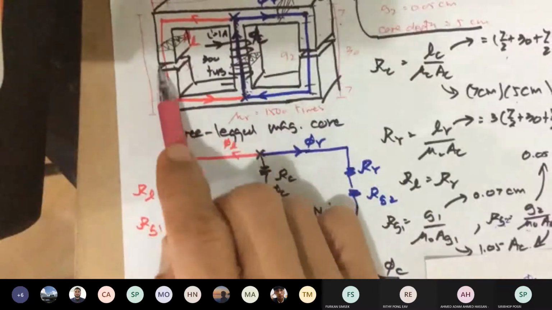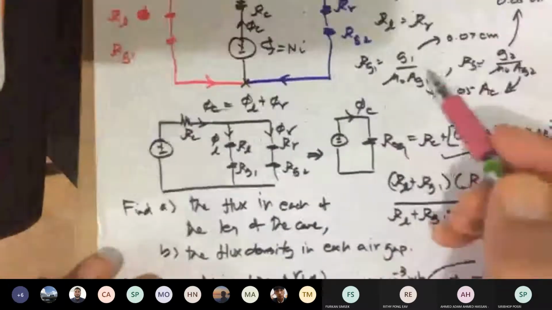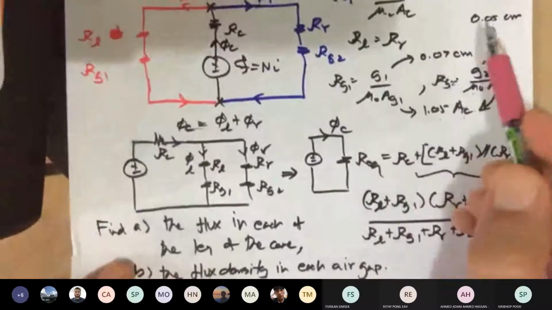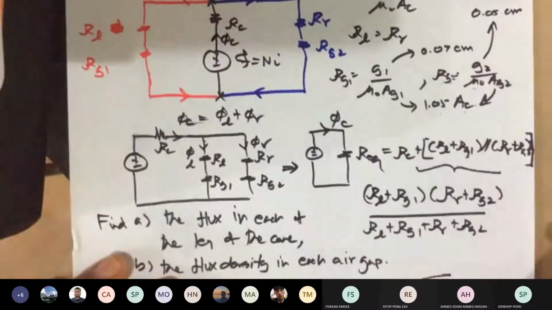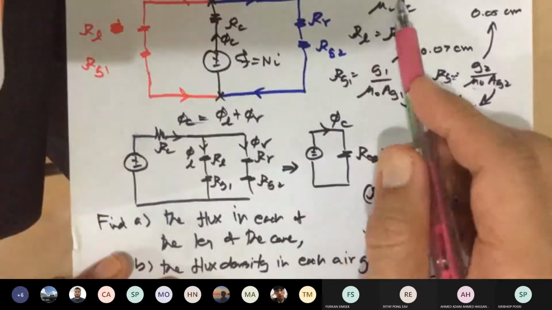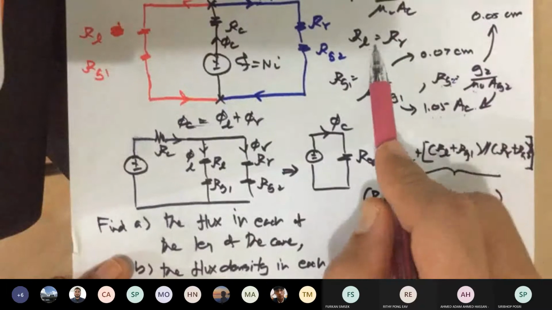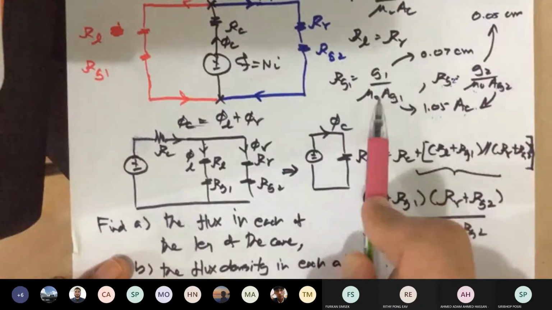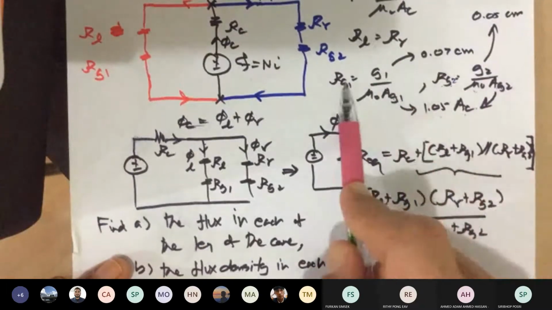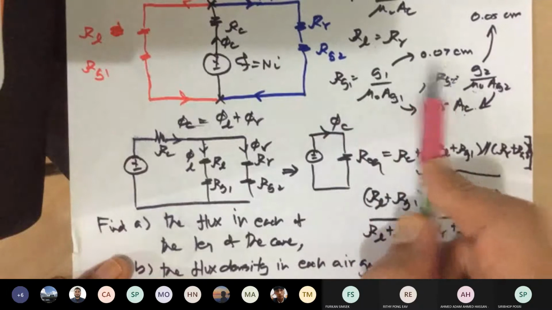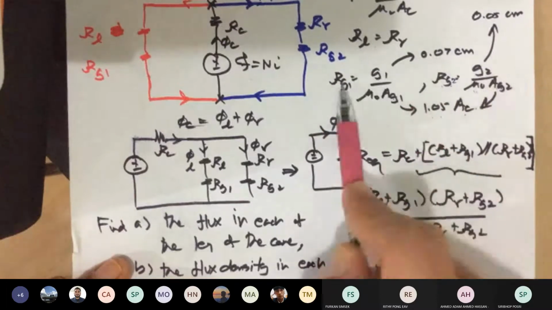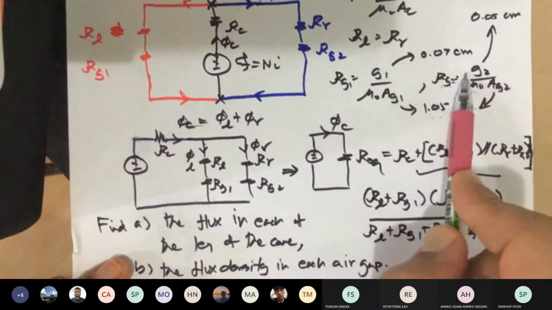737, again, 730, so it's the same. So we can say that R left would be the same as R right. You don't have to recalculate. RG2, you just change the values of the gap. The rest is the same. In this case, it's 0.07. So that's how you get all the reluctances, 5 of them.